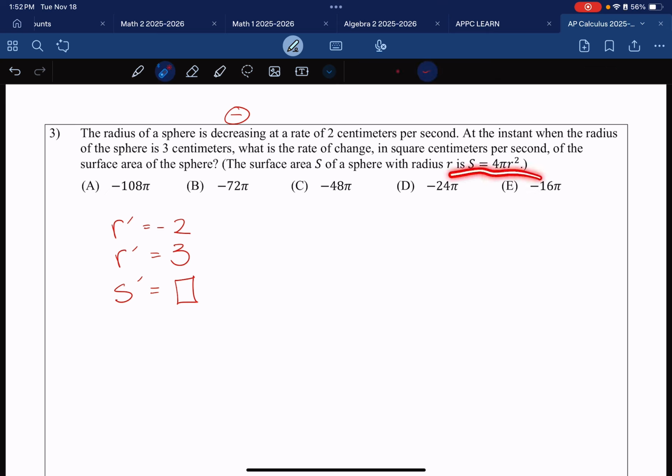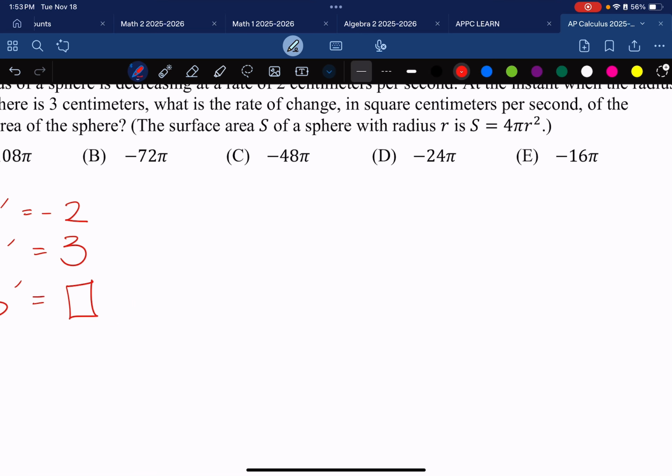And it gives me some helpful formulas that I'll probably need. I mean, if it gives me S and I'm asked to find S prime, I'm probably taking the derivative. Let's go ahead and do that right now. So S prime, when I take the derivative, the 2 comes down in front for powerhouse. This is going to be 8 times pi times r to the power of 1, so I just write r. And then don't forget your r prime. All right, if we fill into this, we're done.